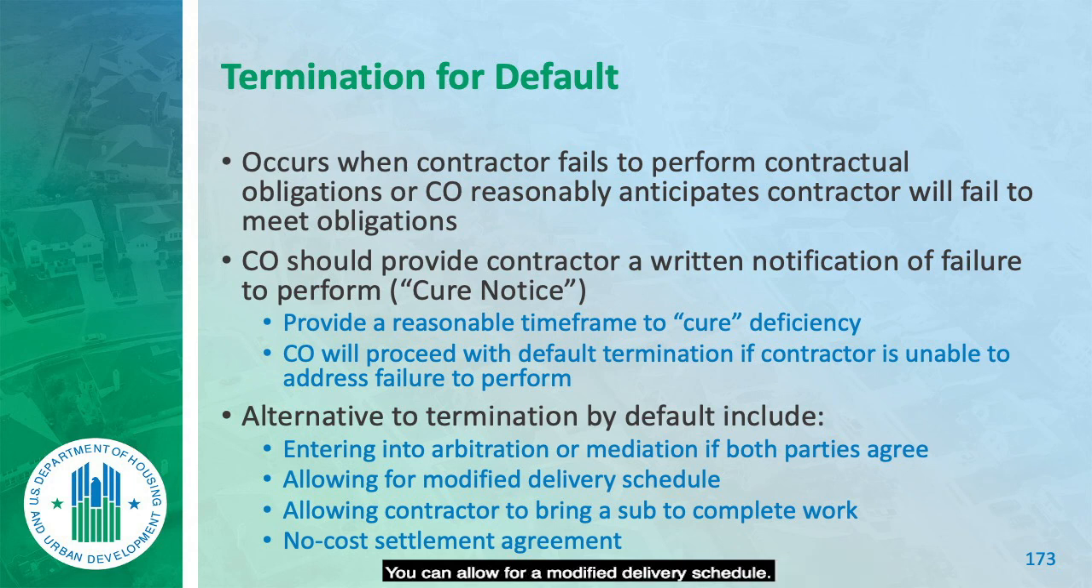You can allow for a modified delivery schedule. Contractors are supposed to fulfill the terms of the contract, but if they're failing, you may have to modify some of that just to get the job done. Allow the contractor to bring a sub to complete, and that's what I did before. He brought them in, they did the work, and I paid him and he paid them. A no-cost settlement agreement, meaning it doesn't cost me anything. Let's come to terms on settlement and be done with it.